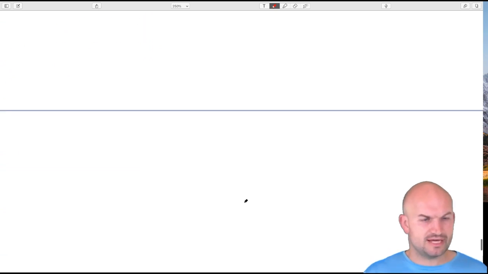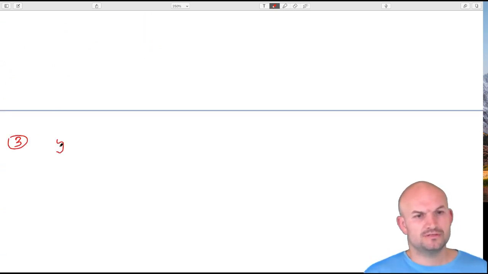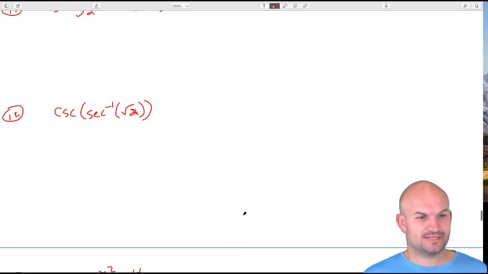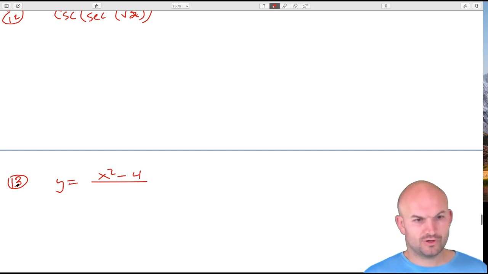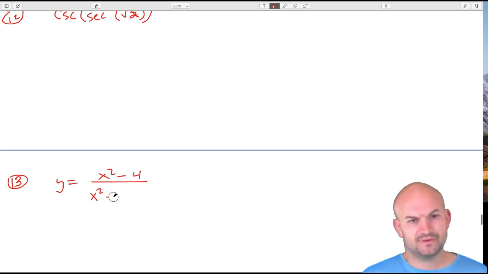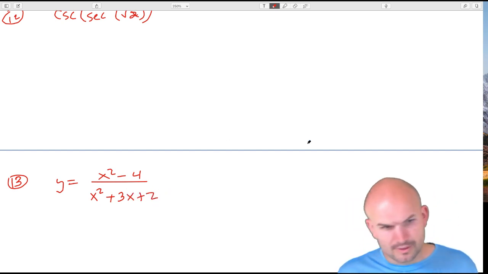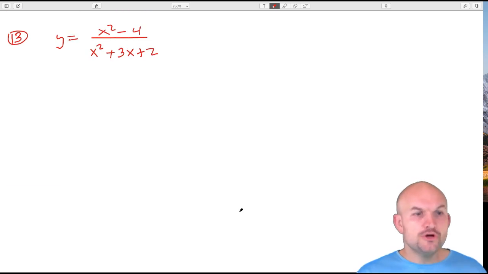For question 12, I'm going to do holes, or just do holes, from a rational equation. So let's make something up here. Let's do x squared minus 4 over x squared plus 3x plus 2. That's 13. I'll do 2 more questions that I want to add in, then we're going to get into this math. So I got room for 2 more questions, guys.